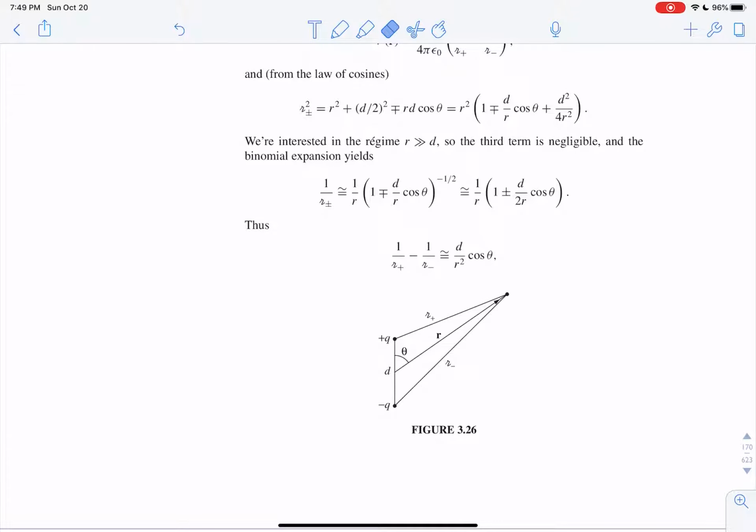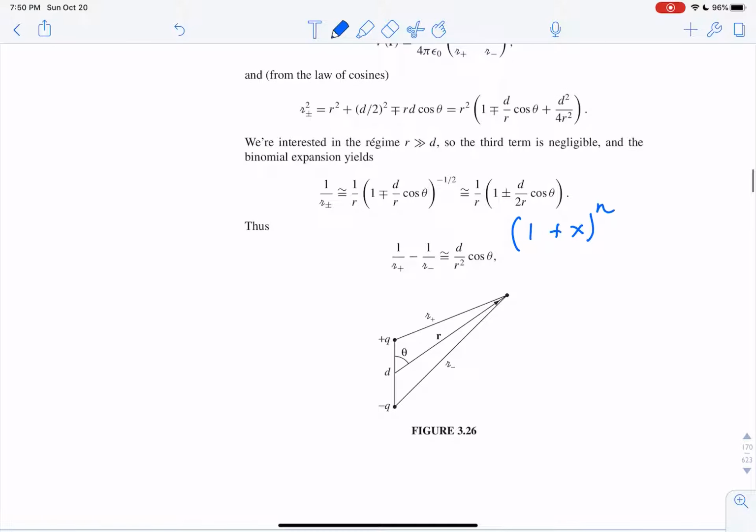And then this is approximately equal to, because of the binomial expansion, which says that if you have a number of the form 1 plus x to the nth power, this is approximately equal to 1 plus n times x. Okay, in this case, our n is minus a half, and our x is d over r cosine theta. So if we take minus a half times d over r cosine theta, we get d over 2r cosine theta, and we get a minus sign on that. And so that's where this comes from here.